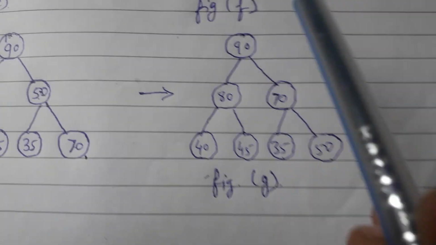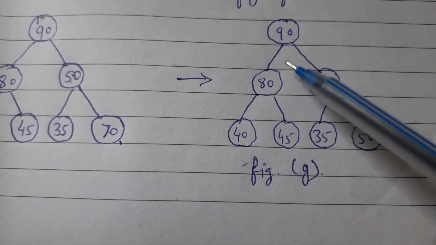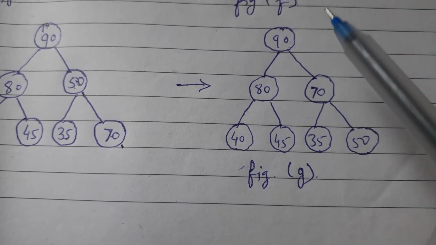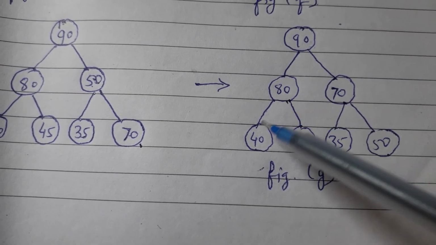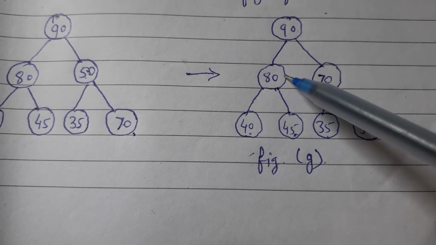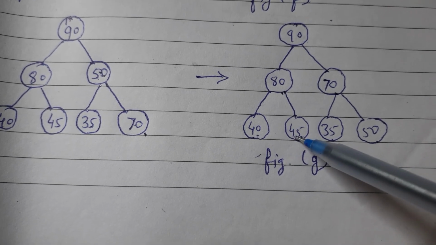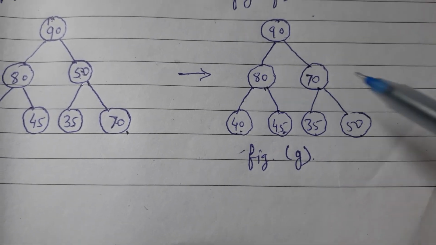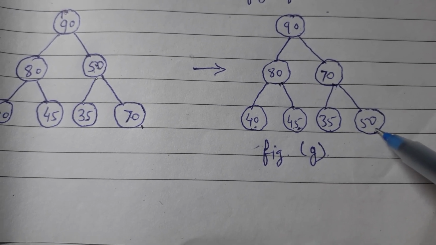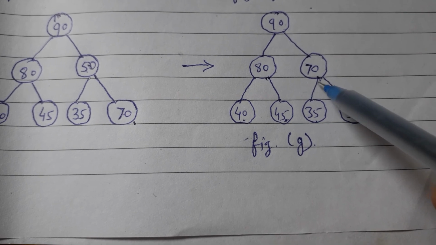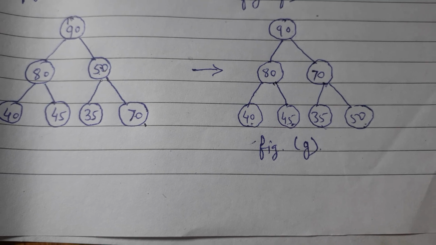Within this figure you can see that 90 is the greatest node. Its children are 80 and 70. So 90 is greater than 80 and 70. 80 is a parent node of 40 and 45. 80 is larger than 40 and 45. Now 70 is a number which is greater than 35 and 50. So therefore 70 is a parent node of 35 and 50. So in this way we can draw a max heap.